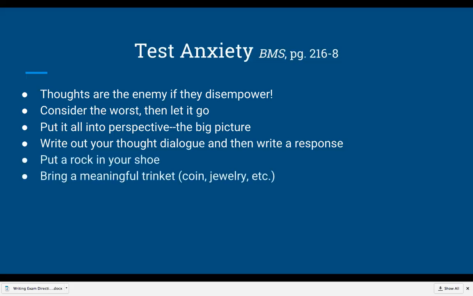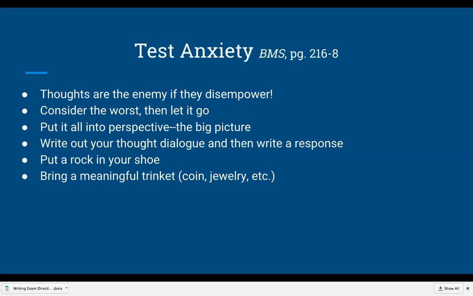The next couple of things here are just some tricks, and they're physical actions you can take. While the others have a lot to do with emotions and thoughts, these are things you can do. One of the things you can do is put a rock or some sand in your shoe. And as you're sitting at your desk, you can push the rock or the sand all the way back in your shoe with your toe, then get it back to the front of your foot, and then push it all the way back again.